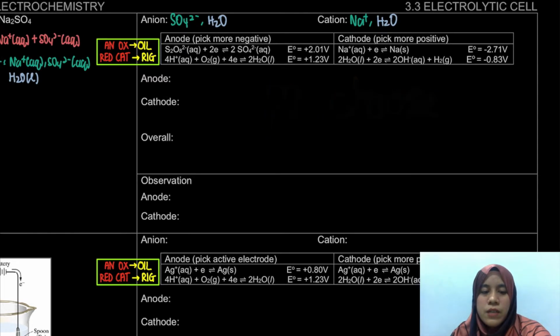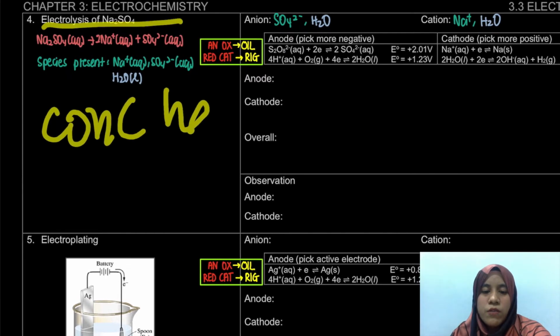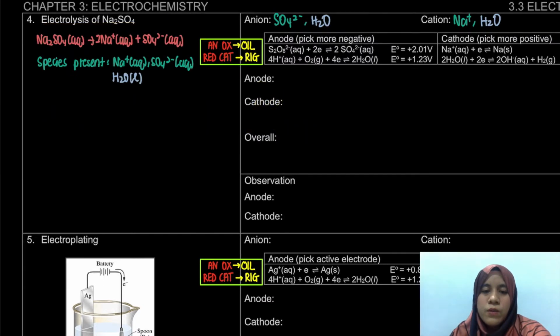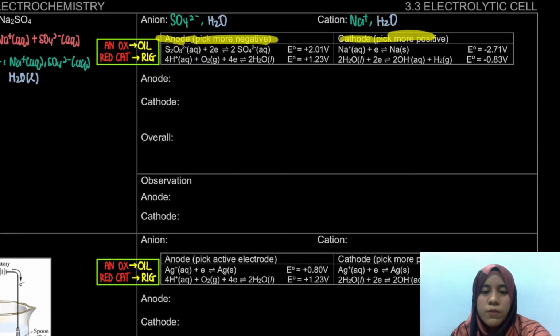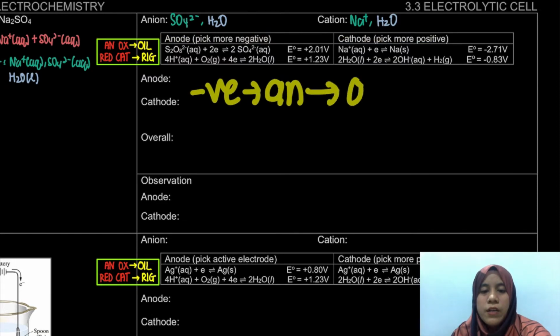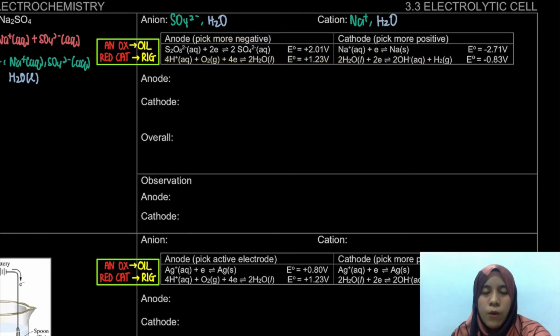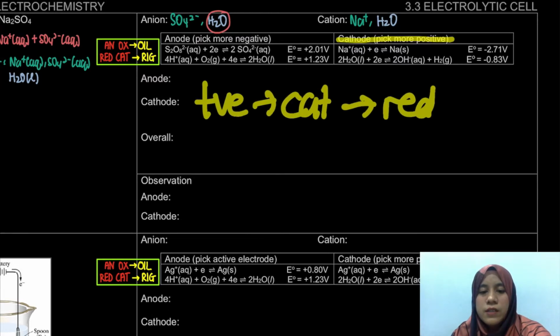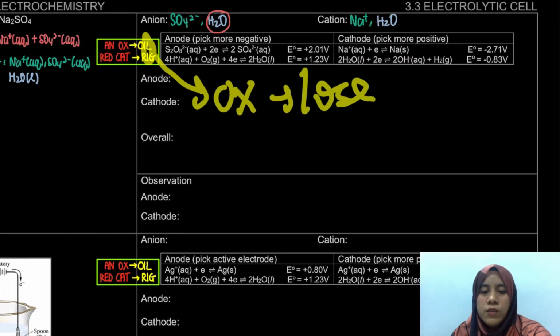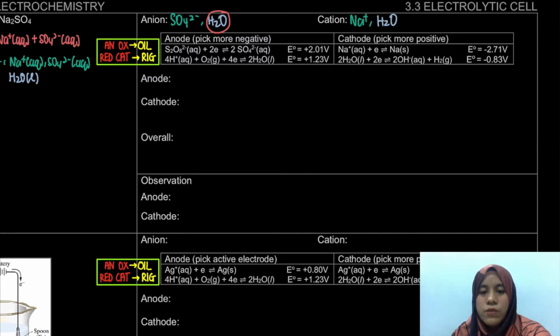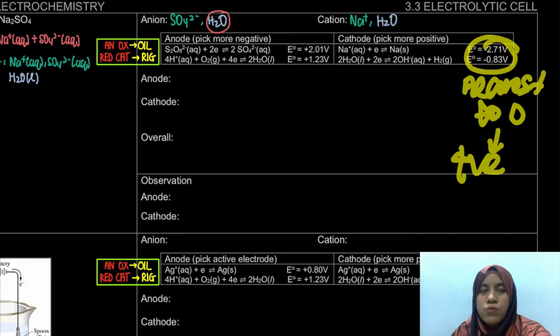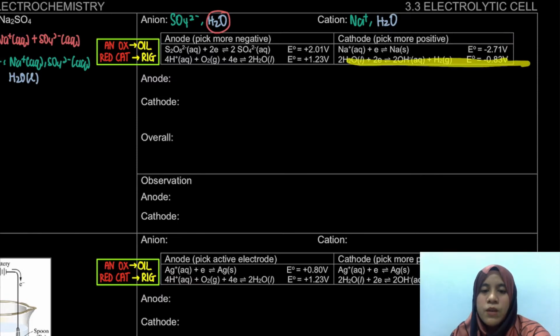Because there's no mention of concentrated halide, we're just going to pick the default one, where the anode must be more negative, because anode negative is easier to oxidize. So which one is actually our water? Cathode more positive, cathode reduction, so easier to reduce. Oxidation is losing electrons, reduction is gaining electrons. Here, because both are negative, we're going to take the one nearest to 0. So we have our water to be more positive.